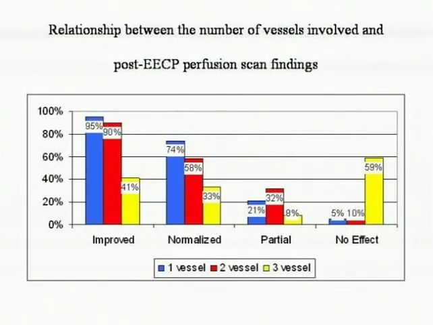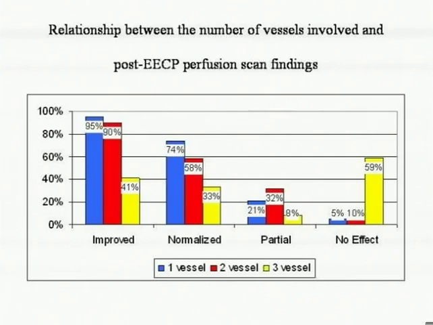If people with single vessel disease, and I've got 2 good arteries to grow collaterals to the bad artery, 95% are going to improve their nuclear study. It'll normalize in 74%, partial improvement in 21%. 2 vessel disease, and I still got 1 good artery to grow collaterals from, 90% improve. In 3-vessel disease, only 41% are going to improve the nuclear scan.